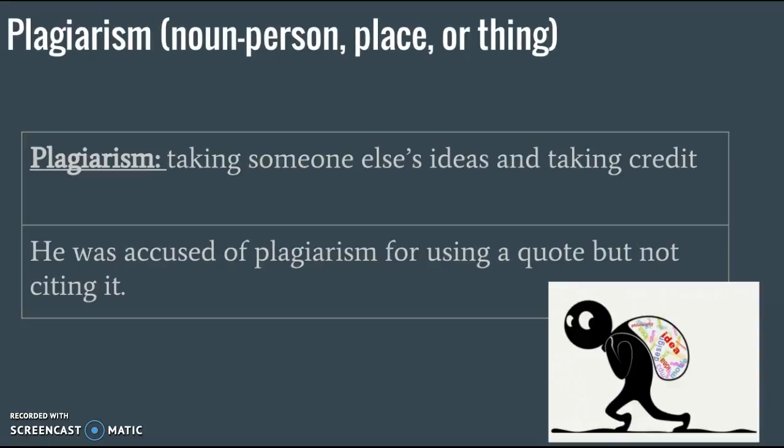The third word is plagiarism. It's spelled very interestingly, but it's plagiarism. It's also a noun and it's a thing. It's taking someone else's ideas and taking the credit. So if you write a paper and you use someone else's quote and don't say that it's somebody else's, then you are taking the credit for that quote because you're writing the paper and people might think that it came from you. So here's an example.